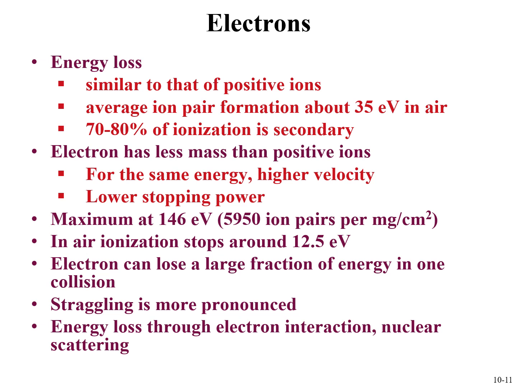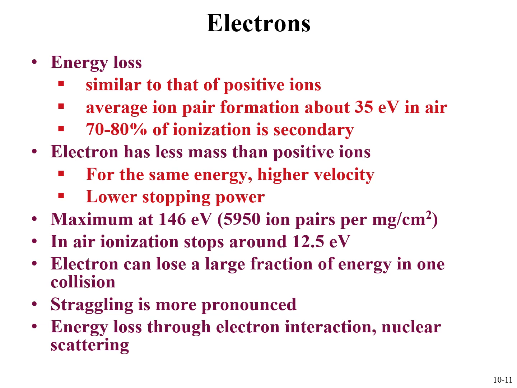Okay, so moving on from positively charged particles, we can go to negatively charged particles, an electron. The energy loss is similar to that of charged particles. Average ionization in air is around 35 electron volts. 70 to 80% of the ionization is secondary for electrons. This has to do with the mass difference. The electron has much less mass than positive ions, so for the same energy, higher velocity, it's lower stopping power.